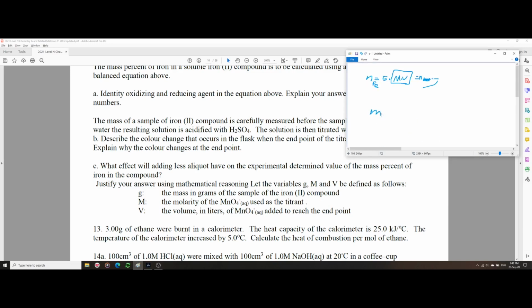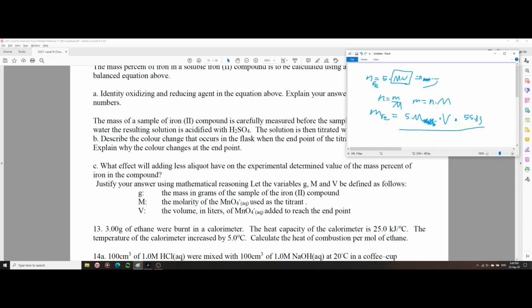So mass of Fe is, well, we know number of moles is mass over molar mass. We can get the molar mass from the periodic table, but for now let's just keep it M. So mass is number of moles times molar mass. So mass of Fe is the number of moles times the molar mass. So number of moles we got here, so 5 times molar mass of the permanganate ion times the volume. Well, they gave us M and V, so I don't need to point this out. So times the molar mass of the Fe, which I believe is somewhere around 55.85 or something.